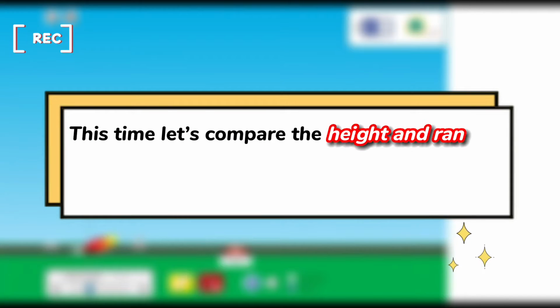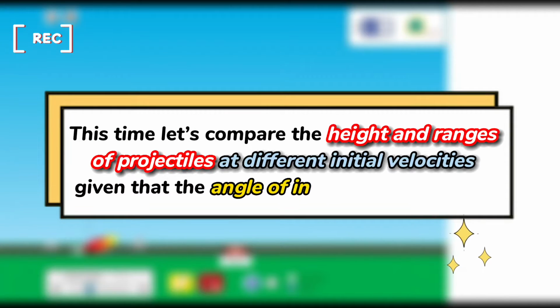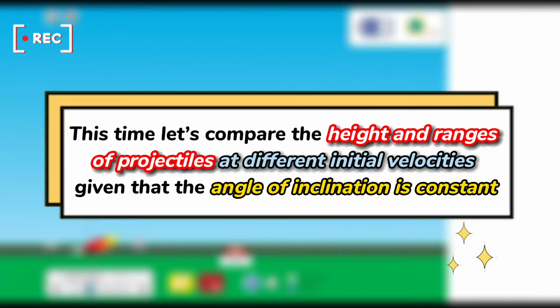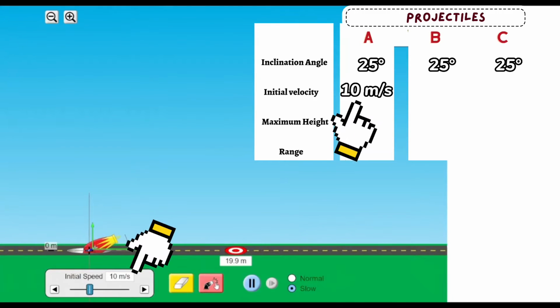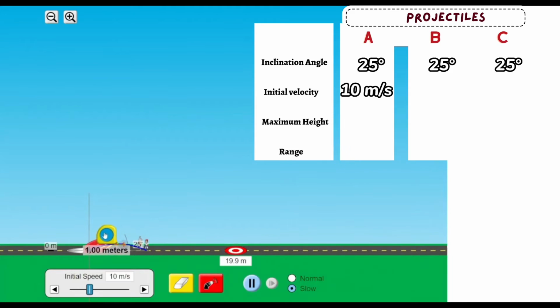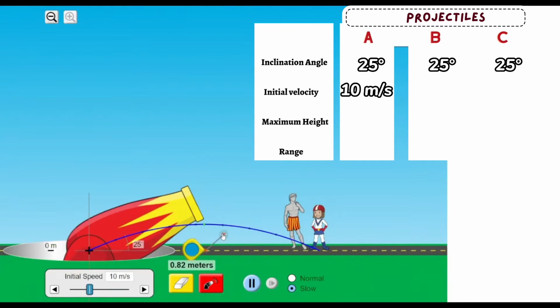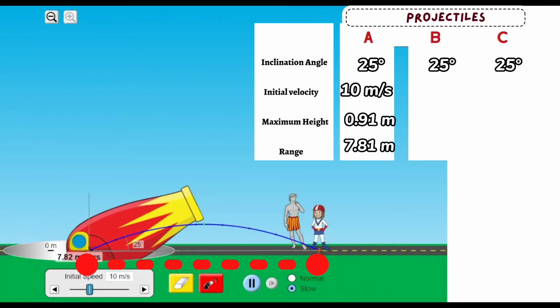This time, let's compare the height and ranges of the projectiles at different initial velocities, given that the angle of inclination is constant. We have projectiles A, B, and C with a constant inclination angle of 25 degrees. First, projectile A with an initial velocity of 10 meters per second. Let's find its maximum height and range. We have a maximum height of 0.91 meters and a range of 7.81 meters.